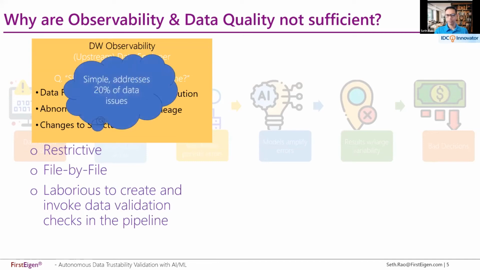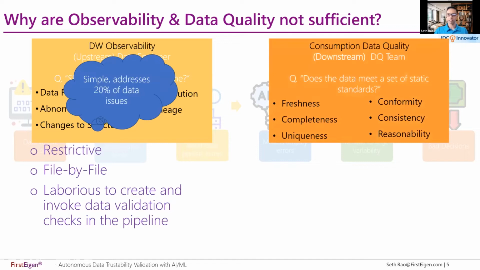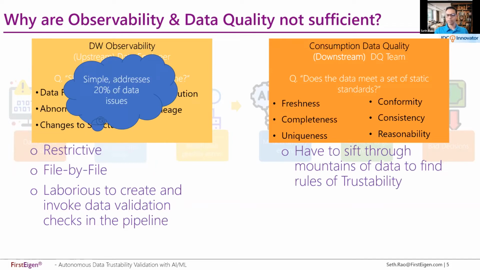Now, on the other end of the spectrum, you have data quality. Data quality is designed for the downstream data quality team, and it answers the question, does my data meet a set of static standards? And there are 6 different dimensions in which it looks and validates those data. Now, the challenge with that is the users have to sift through mountains and mountains of data to find what are the rules of trustability that need to be put in. And hence that makes it very expensive and also very slow. And once those rules are discovered, to put them in, there is a heavy dependence on the IT team.